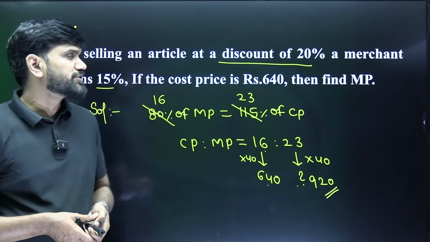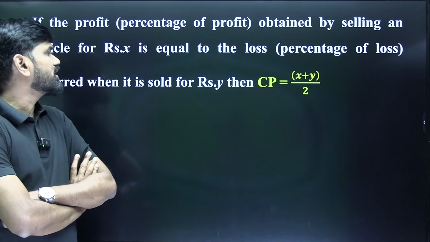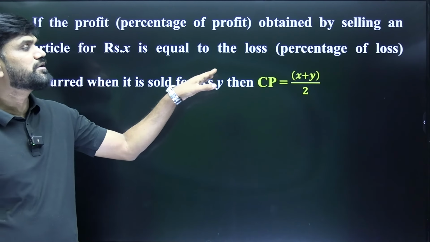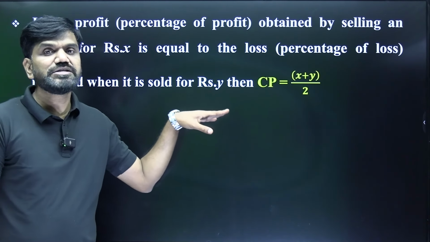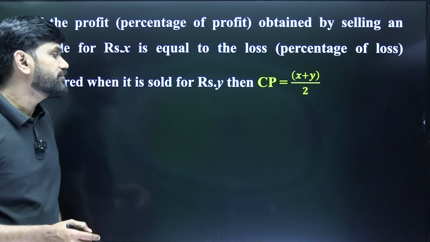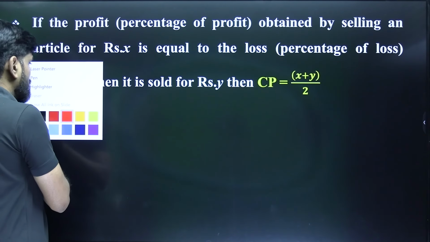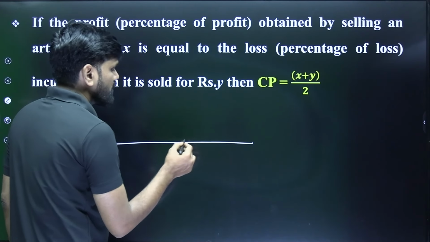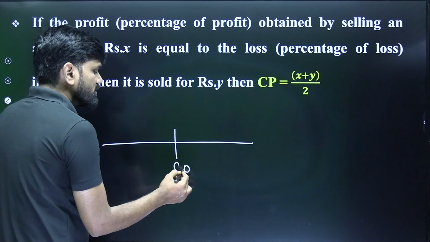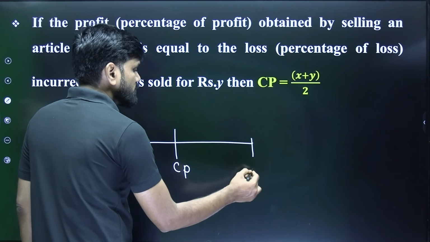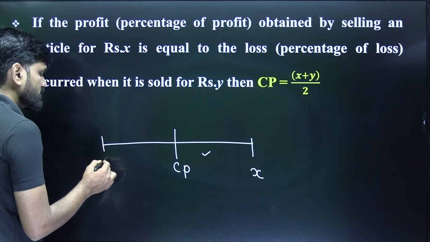Next, let's have a look at the next concept. If the profit or percentage of profit obtained by selling an article for rupees X is equal to the loss or percentage of loss incurred when it is sold for rupees Y, then CP equals (X plus Y) by 2. Meaning, whenever you have an article, it has some cost price. By selling it for rupees X, you are gaining some amount. There is a gain if you are selling it for X. If you are selling it for Y, there is a loss.